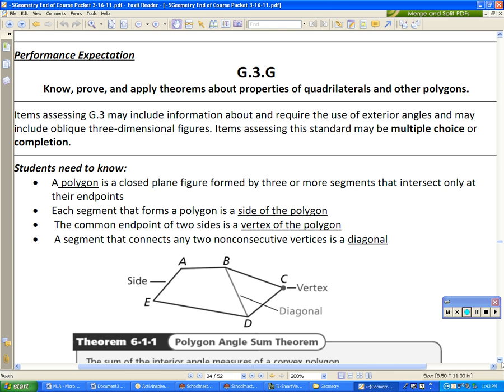All right, so then we're going to get on to other kinds of quadrilaterals. So I'm going to call it good there. Okay?